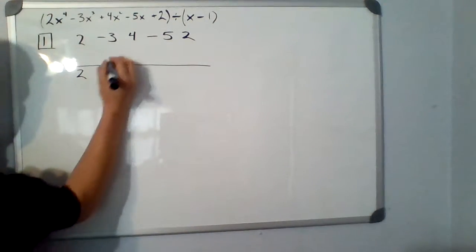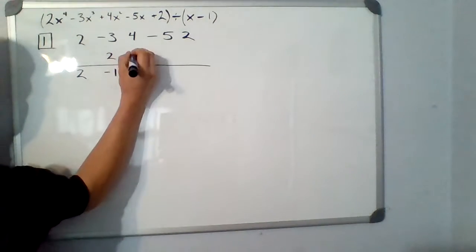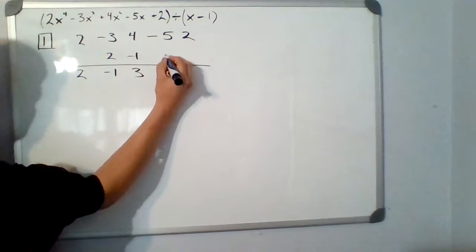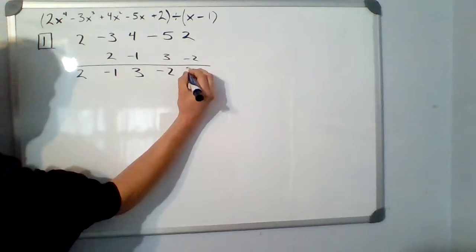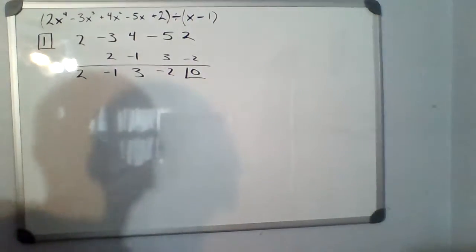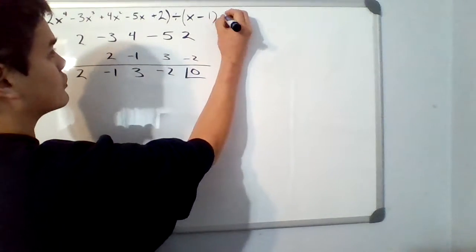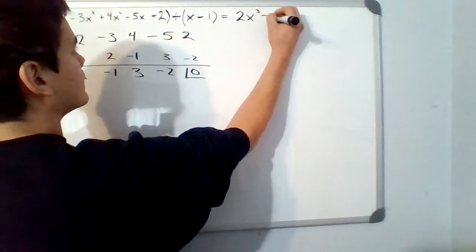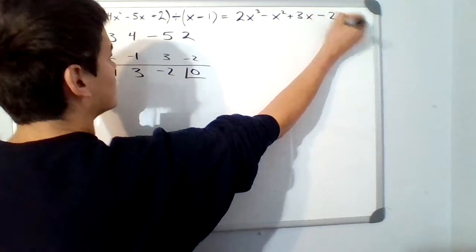Then we're going to drop the 2 down, multiply by 1, and then sum the terms, and then multiply by 1, and sum again, and so on and so forth. So this will give us our quotient and our remainder. Since we have a remainder of 0, I know this is a factor of that term, and I could just rewrite this as 2x to the third minus x squared plus 3x minus 2.